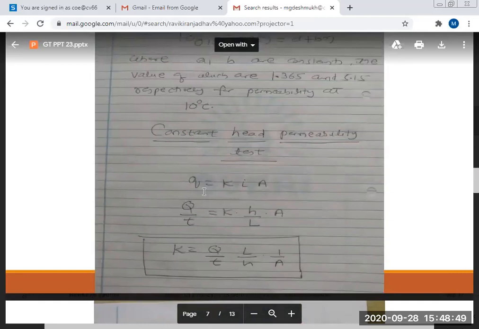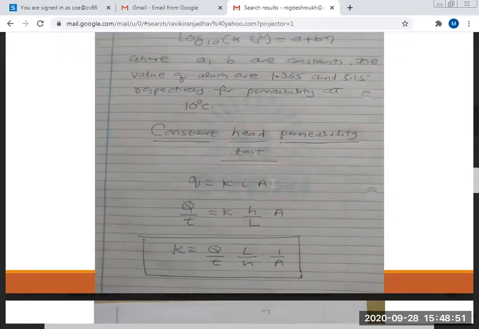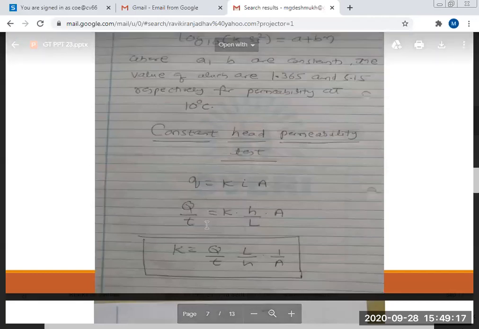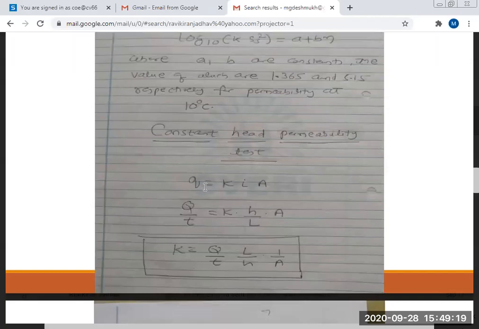In constant head method, Q is equal to KIA. This we know from Darcy's law. So small q can be written as Q by T. Q means whatever water you are collecting, that is volume here. In fact, capital Q also we could take as discharge, but it is not discharge here. Small q is discharge, whereas capital Q here is water collected, that is the volume. So that volume divided by time T is small q.